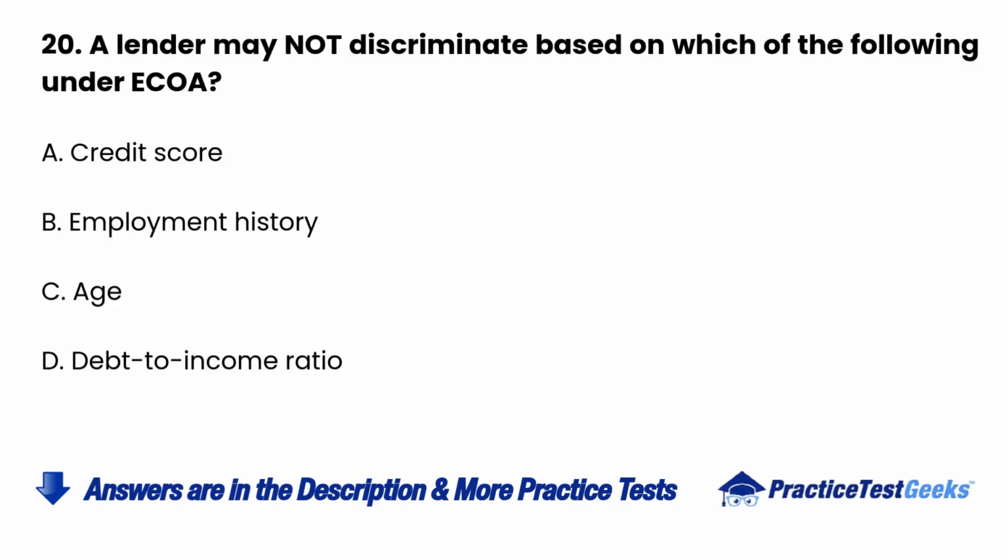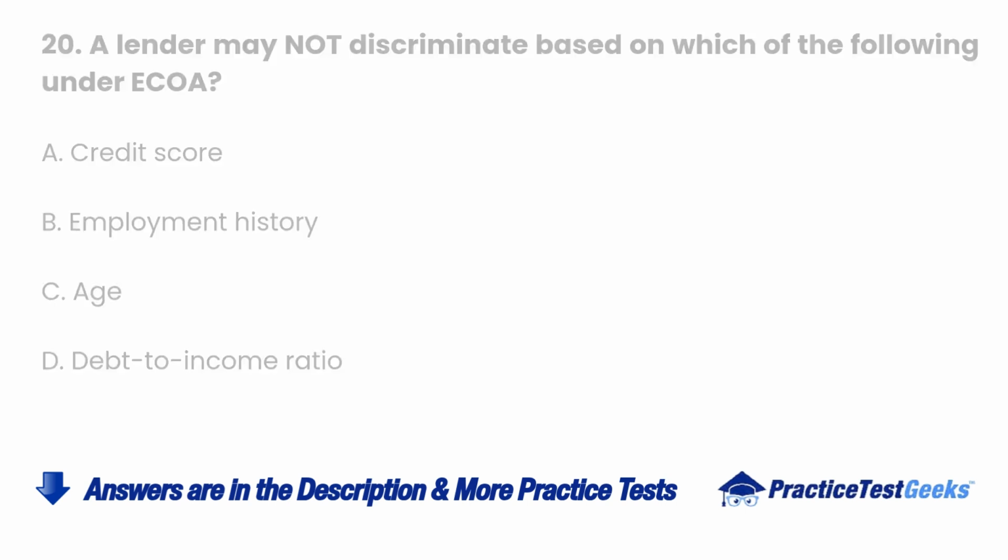20. A lender may not discriminate based on which of the following under ECOA? A. Credit score. B. Employment history. C. Age. D. Debt-to-income ratio.